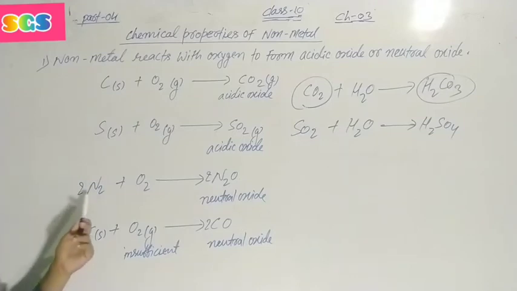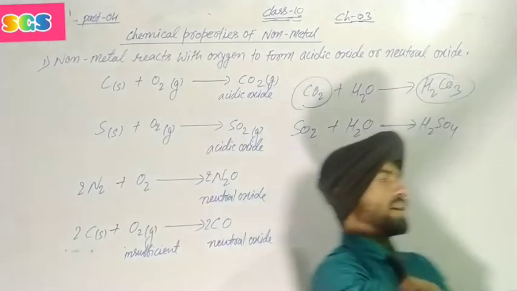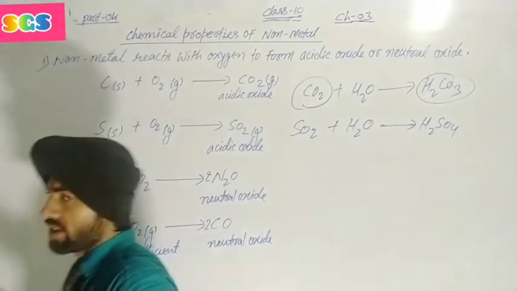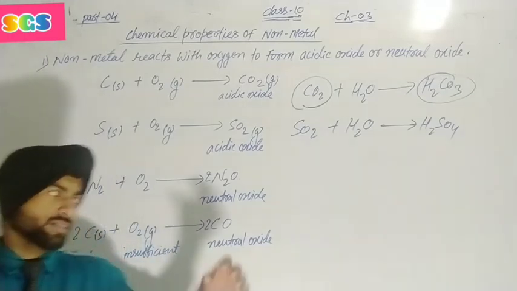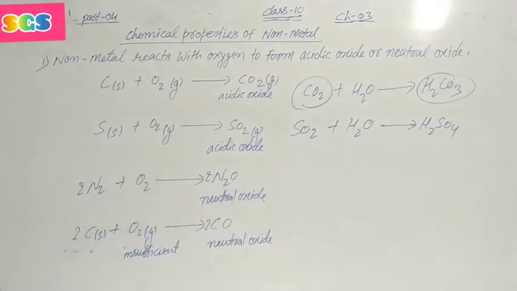Okay, so here nitrogen is combining with oxygen to form what? N2O. N2O is a neutral oxide, as its aqueous solution does not change the color of litmus paper, which shows that this compound is neutral in nature. That solution is neutral in nature.